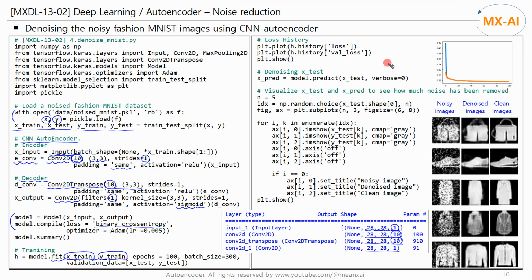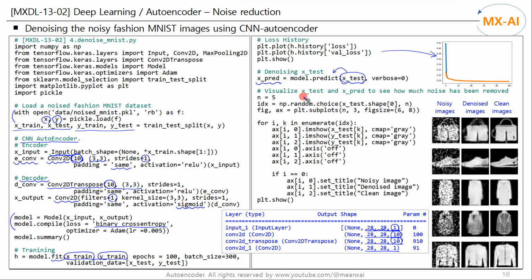During training, the training error and the test error are reduced like this. Now that the model has been trained, let's feed test data to the model. X-test is a set of fashion-MNIST images with added noise that were not used for training. The model's output, XPred, will be similar to the original clear images without any added noise. That is, XPred becomes a set of images from X-test with noise removed.